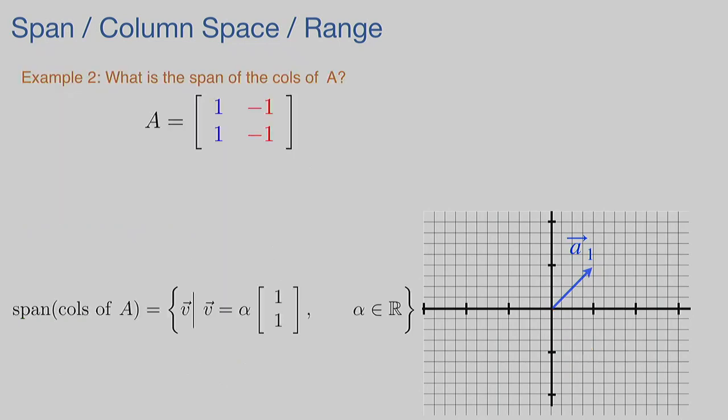Now I can ask, what is the span of the columns of this matrix? And I would say the span is the set of all vectors V that are just a scaling of [1, 1]. Now you can say, why not just add beta times [-1, -1]? Which would actually be right, but it's redundant, because I can already reach [-1, -1] by multiplying [1, 1] by negative 1. So there's no point in writing it.